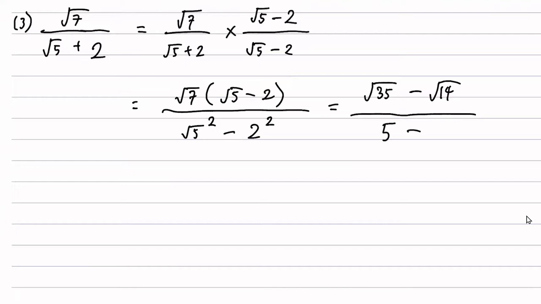5 minus 4, 1. What a coincidence, it's a 1. Then divide by 1 means we can just leave the numerator alone. That's our answer. Okay, let's try another example.